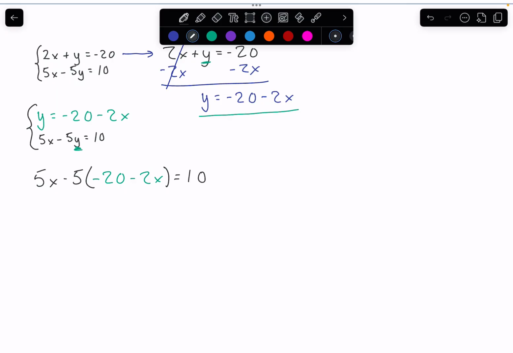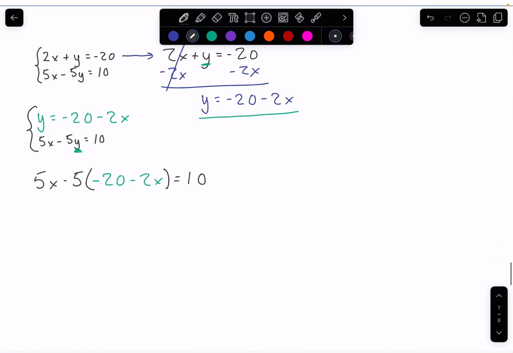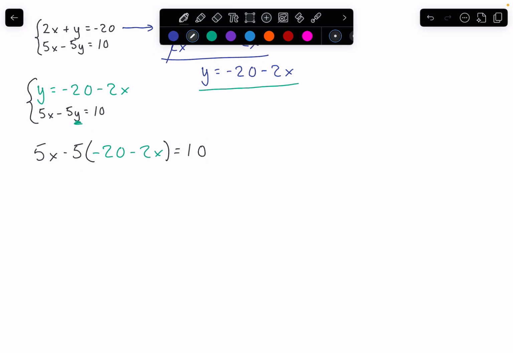And from here, you can just go through all the steps that you did in this last problem, right? You can distribute the -5 over the -20 and the -2x. That'll bring you down. You'll get x equal to something. In this case, I'll leave it to you. You're going to get x equals -6.